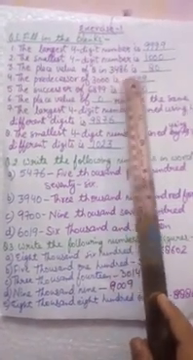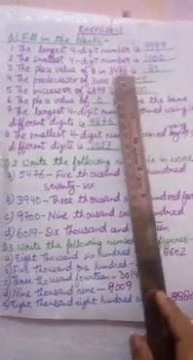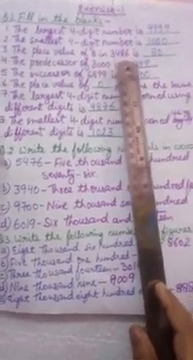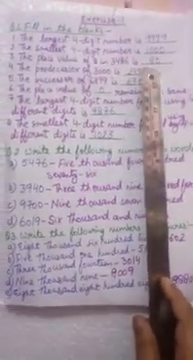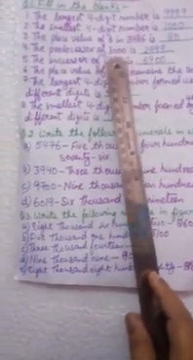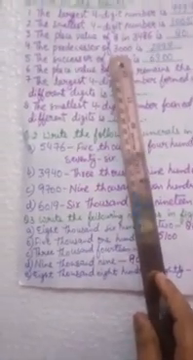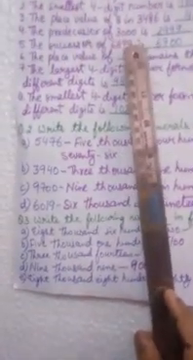Third, the place value of 8 in 3486 is 80 because 8 is at the tens place. Because 8 is at the tens place, the place value of 8 is 80. Fourth, the predecessor of 3000 is 2999. We can also find the predecessor by subtracting 1 from the number. Means 3000 minus 1 will give us this number.